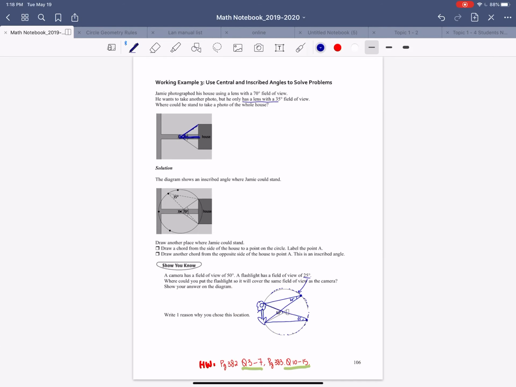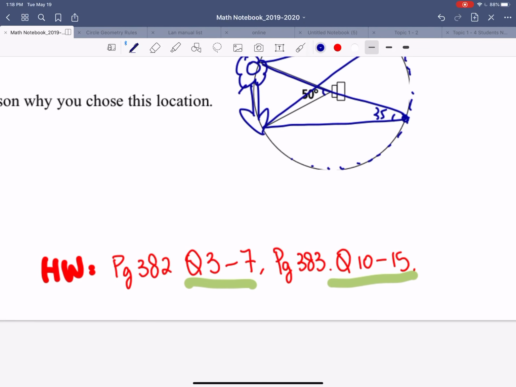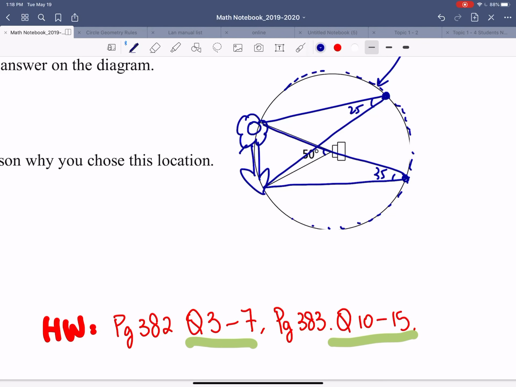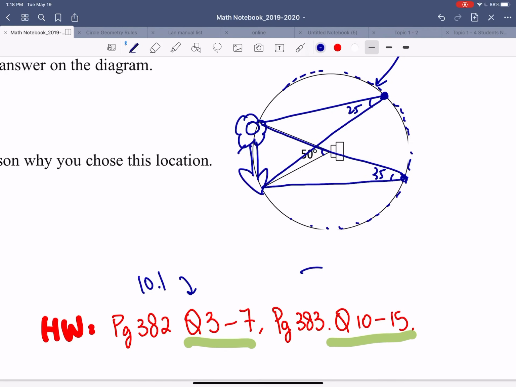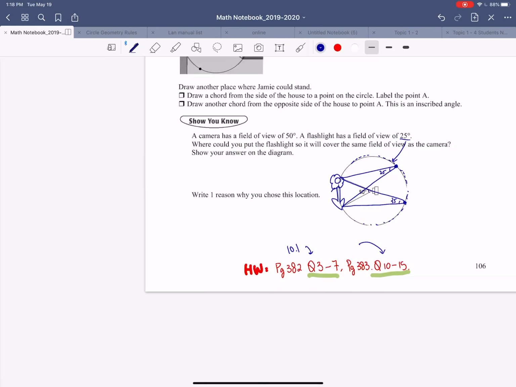So yeah, homework for 10.1 is these: for 10.1, questions 3 to 7 and 10 to 15. Okay. Yeah, good luck.